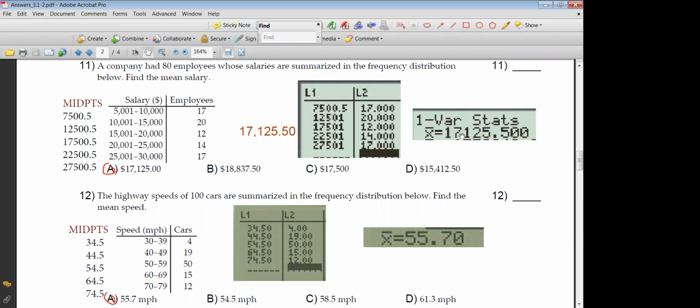When I went to the stat, calculate one variable stat, it gave me an answer of 17,125 and 50 cents. The correct answer was this. This answer was incorrect in that the right answer had a 50 cents to it. That will never happen. Put it this way, if it were to happen on the actual exam, I'll make good on it. Here's a case where we did everything right and somehow the test had the wrong answer. The correct answer is this, not that, but it still was marked as letter A.